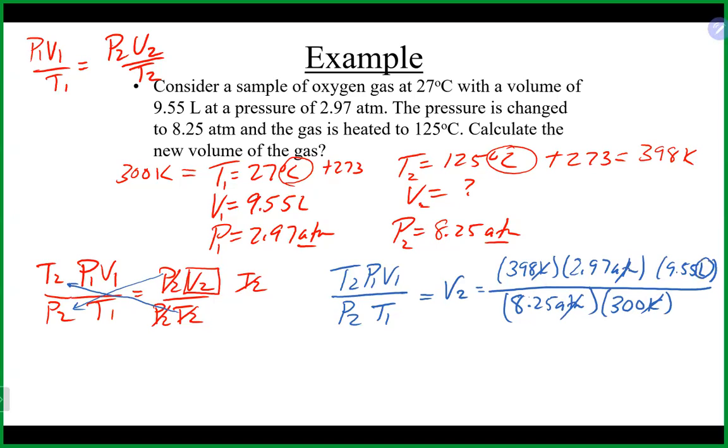398 times 2.97 times our 9.55 divided by 8.25 and divided by 300. Going to give us something like 4.56 liters here. Any questions on that calculation there? Yeah.